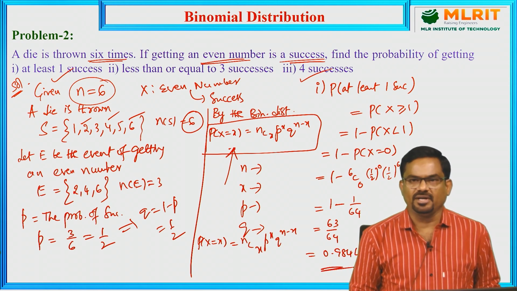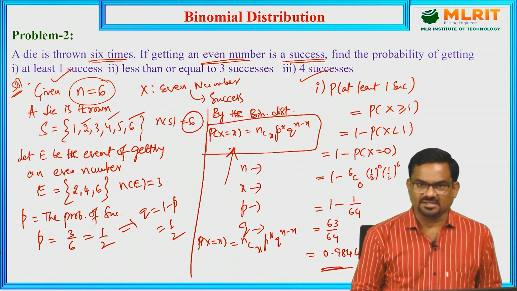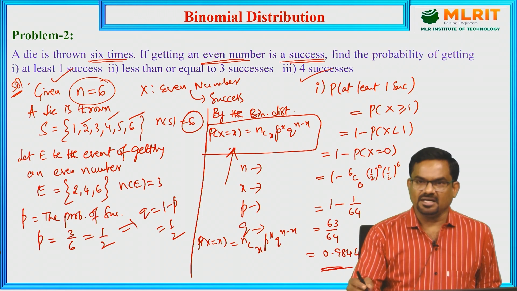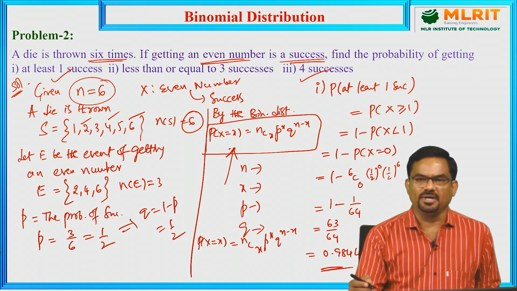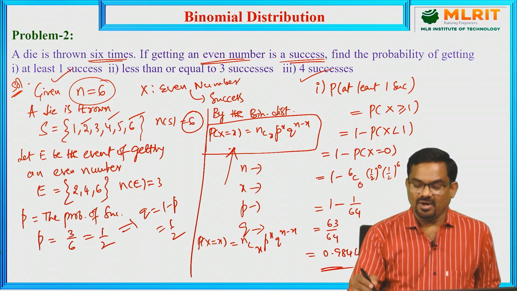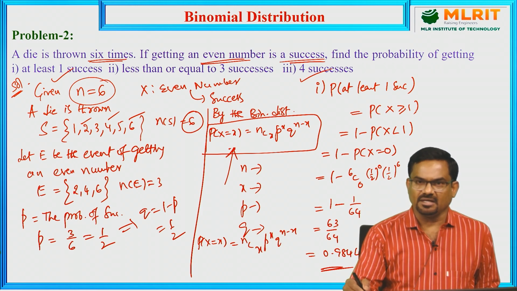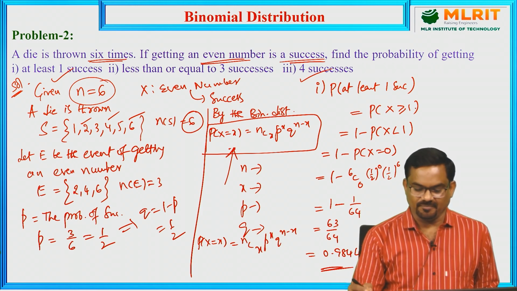So, the probability of getting at least 1 success can be calculated using the property that the total probability is equal to 1. So, x greater than or equal to 1 can be calculated using 1 minus x less than 1.